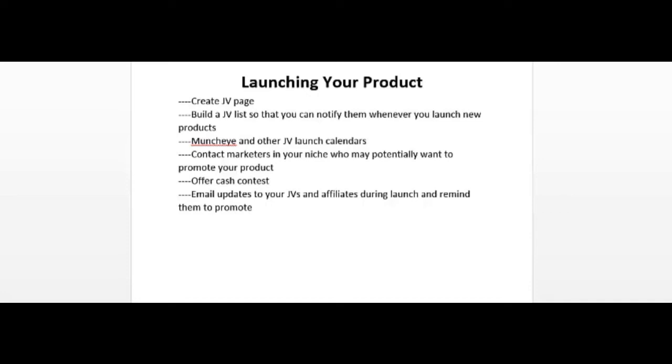Okay, now on your JV page, you also want to have an opt-in form because you want to build a list of JVs and affiliates so that in the future, when you have other product launches, you can easily notify them. They don't have to go out looking for you. You could just notify them of your upcoming product launch. You also want to contact other marketers in your niche who may potentially want to promote your product.